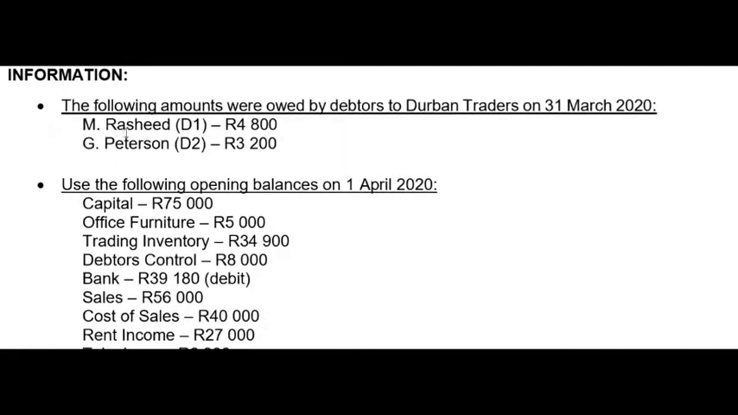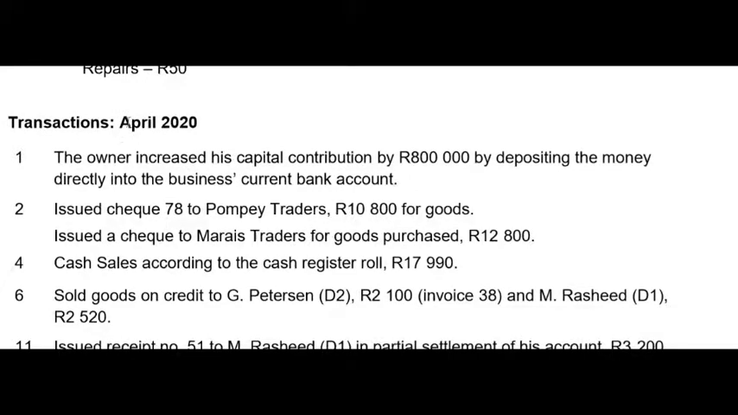Then you can skip all of this information and go straight to transactions. The first transaction said the owner increased his capital contribution by 800,000 Rand by depositing the money directly into the business's current bank account. Now, the reason why capital contribution is important is because it tells you that this is a cash receipts journal transaction because we received money from the owner. And the reason why I've highlighted deposited the money directly into the bank account is because this indicates that this transaction is a bank statement transaction.